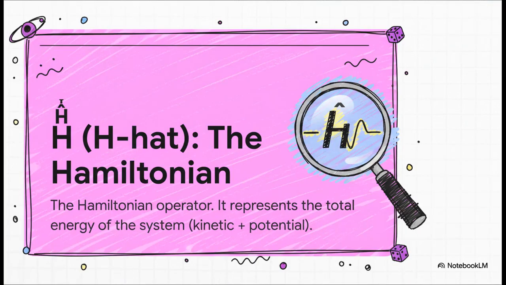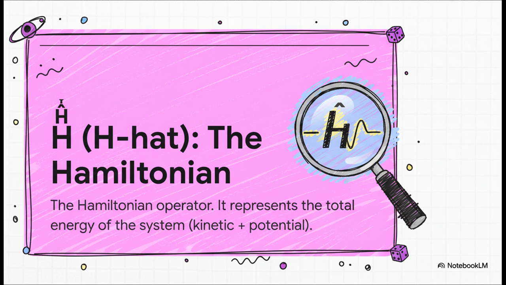Next up, we've got this H with a little hat on it. This is called the Hamiltonian. Now, in quantum mechanics, anything with a hat is called an operator. It's basically an instruction, a command to do something to the wave function. And the Hamiltonian's job is to figure out the total energy of the system. It adds up its energy from moving around, that's kinetic energy, and its energy from its situation or position, which is potential energy.